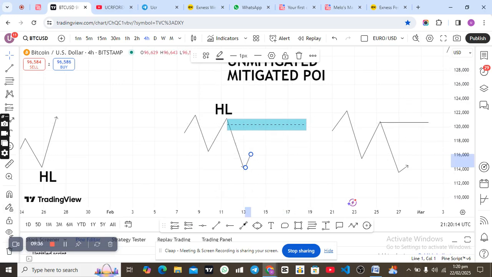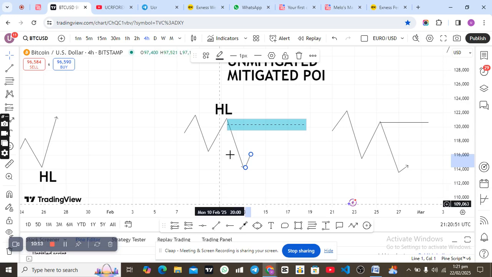When we talk about the mitigated POI, this is a zone where price has returned and filled the imbalance, completing any institutional activities. Once mitigated, the POI may lose its significance as an area of interest. You need to understand it this way. This is a zone where price has returned, but the other one is where price has not returned. This one is where price has returned and filled the imbalances, completing any institutional activities.